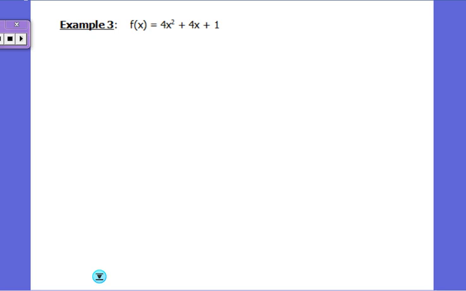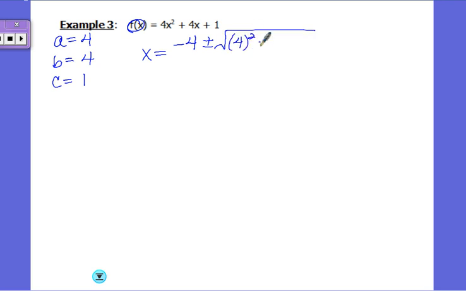Let's take a look at example number 3. It's already in standard form, and we're going to think of that f of x as a 0. So we want to know when f of x or y equals 0, what are our x values? Go ahead and identify your a, b, and c. A is 4, b is 4, c is 1. Now we're going to plug it into our quadratic formula. So x equals negative b plus or minus the square root of b squared minus 4 times a times c all over 2a.